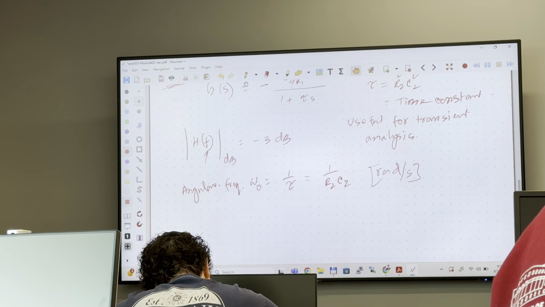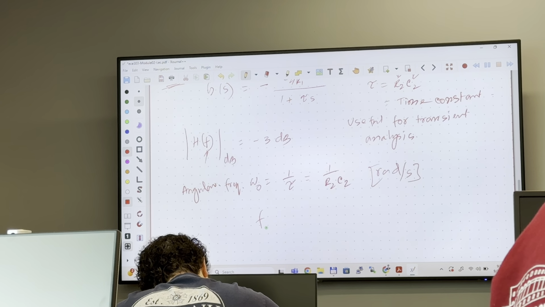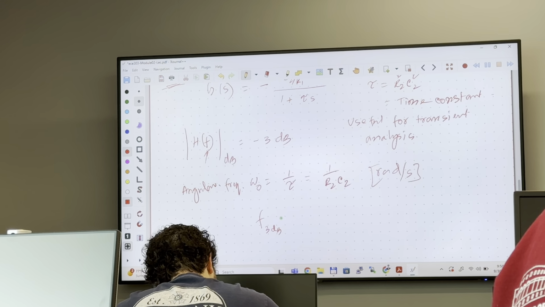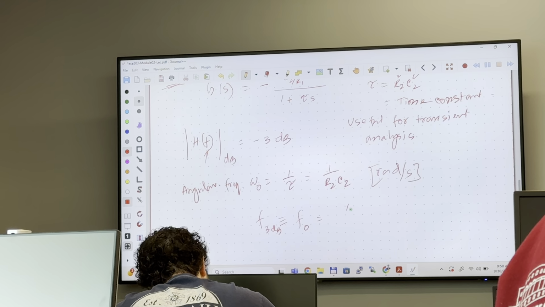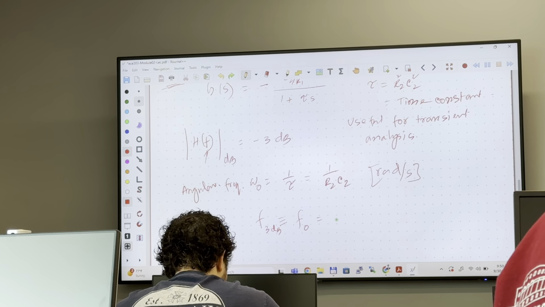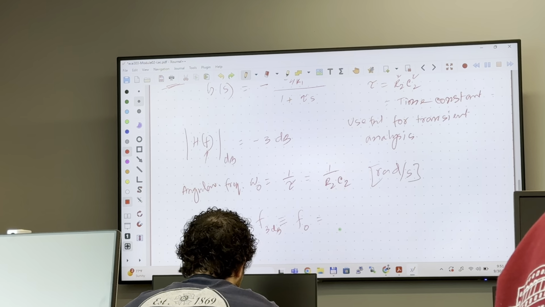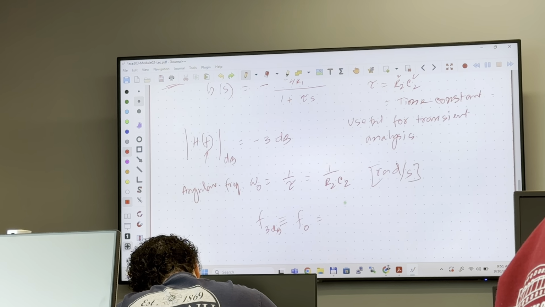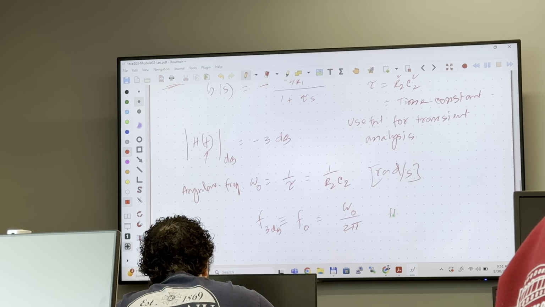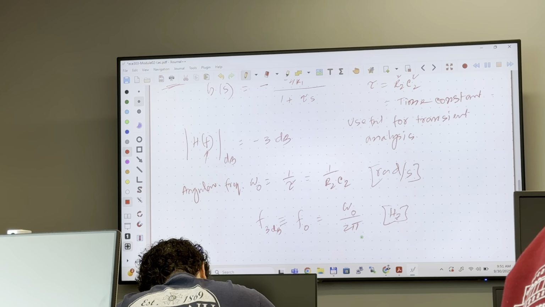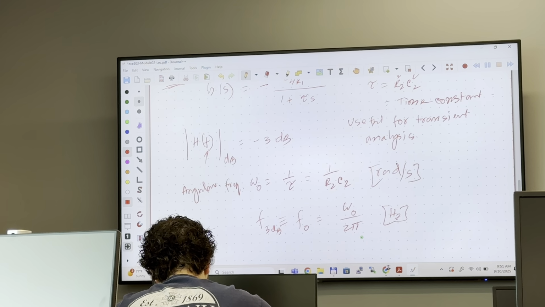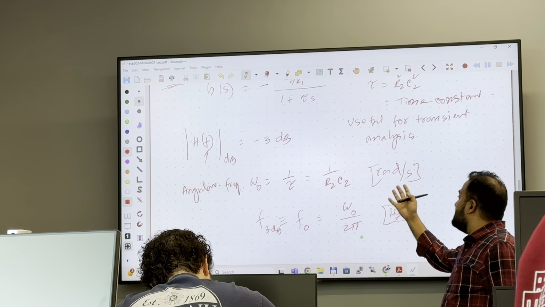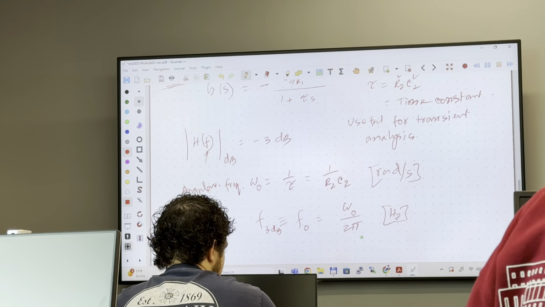You can write the 3 dB frequency as F naught, which equals omega naught over 2 pi. So this is in Hertz. Make sure you know exactly what you are trying to find. It could be angular frequency, which is radians per second, or physical frequency, which is in Hertz.